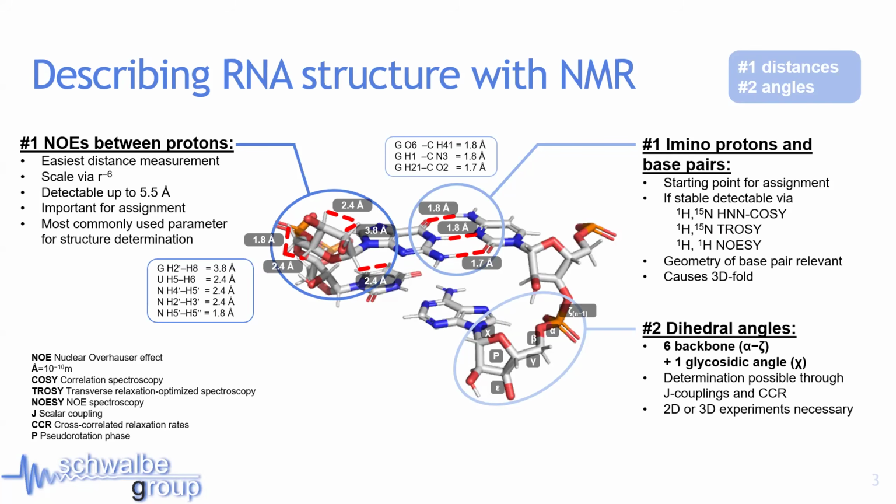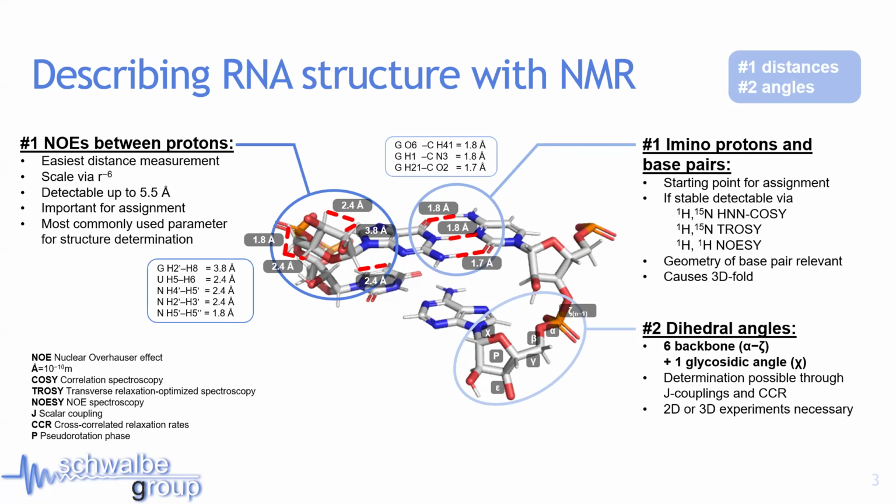The other very important point are the amino protons that are involved in base pairing. I'm sure most of you know that in DNA, we are mostly having Watson-Crick type base pairs. In RNA, there are many, many more different base pairs. We have Wobble base pairs, we have Hoogsteen base pairs, we have sometimes even base triples, or in some cases, even tetrads that are forming base pairs. And these are one of the main structural features that we need to describe, or are able to describe, by NMR. So it's really important for us to know about these.